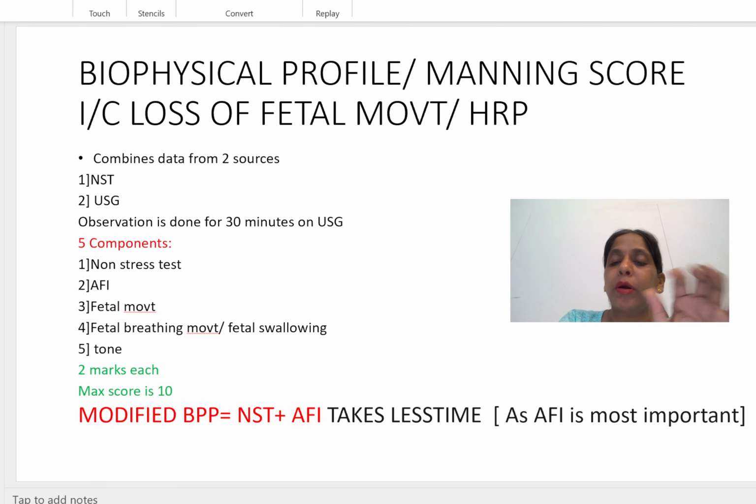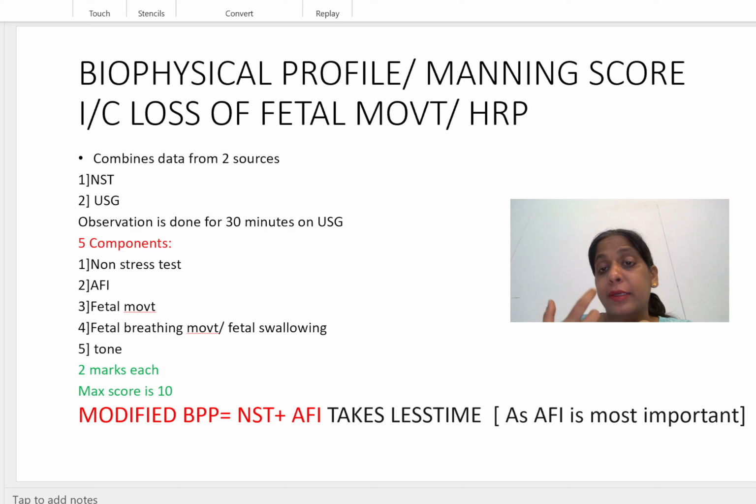Okay, so these two you have to remember, because in our clinical practice we are only doing the modified biophysical profile. The most important things in the biophysical profile are these two, AFI and NST. So we only do these two, because assessing all the rest of these parameters takes 30 minutes.